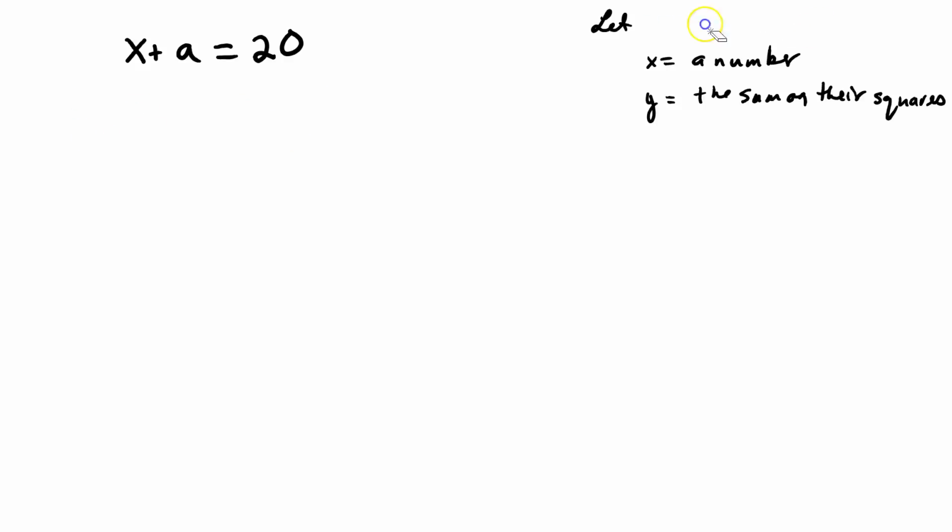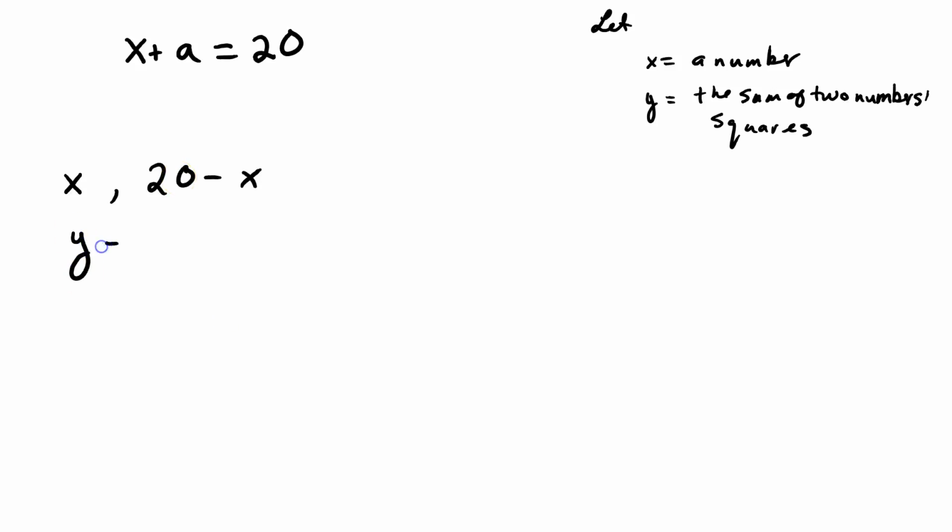So what I'm going to do is say let x equal a number and let y equal the sum of two numbers' squares. And I'm going to create an expression that relates x to 20 and a. So my two numbers are going to be x, and I'm going to isolate this a, so I'm going to subtract x from both sides, and get 20 minus x. Because if I add x and 20 minus x, I simply get 20, so that's good.